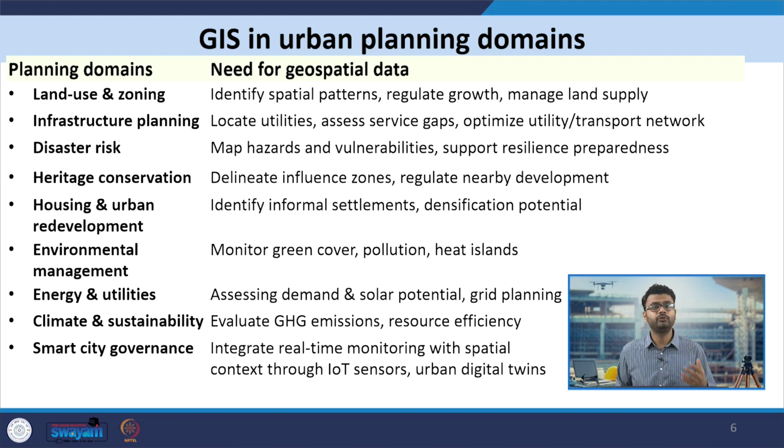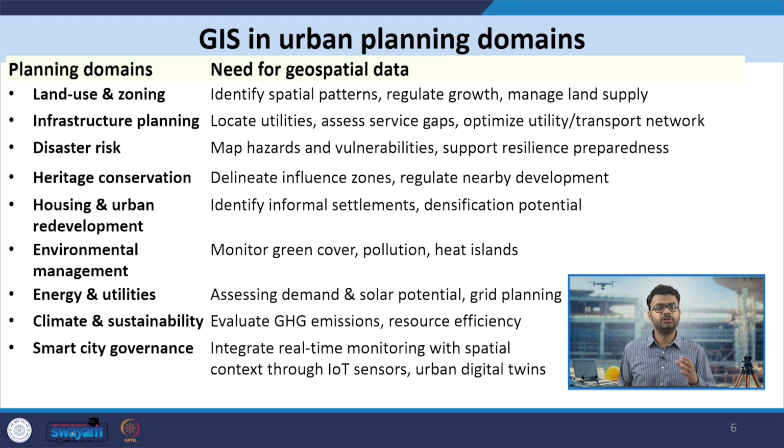So for example, in land use and zoning, GIS helps in identifying spatial patterns, regulating growth, and managing land supply. In infrastructure planning, geospatial data helps in locating the utilities, assessing service gaps, and optimizing utility and transport networks. For assessing or planning for disaster risk, geospatial data helps in mapping the hazards and vulnerabilities, and therefore helps in supporting preparedness for resilient infrastructure. Geospatial data also helps in heritage conservation by delineating the influence zones and regulating nearby development of heritage buildings. So the health of the heritage building is not affected by nearby development.